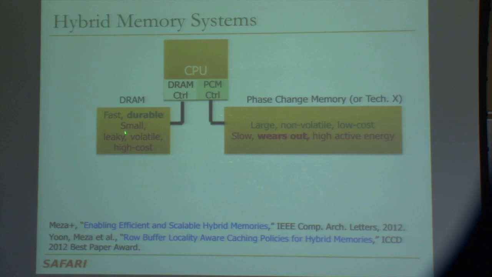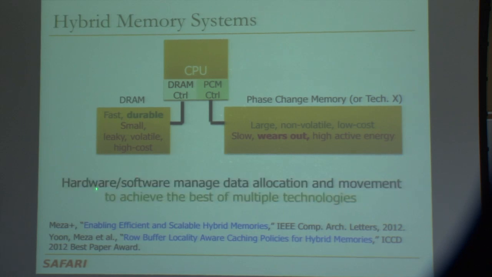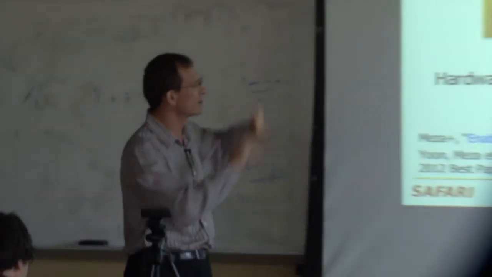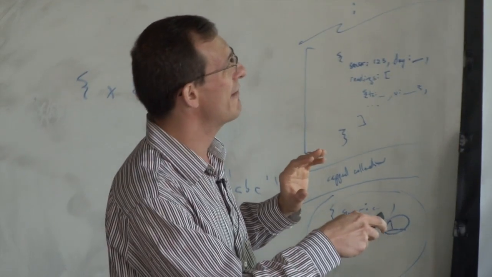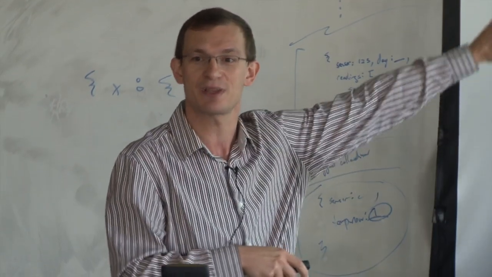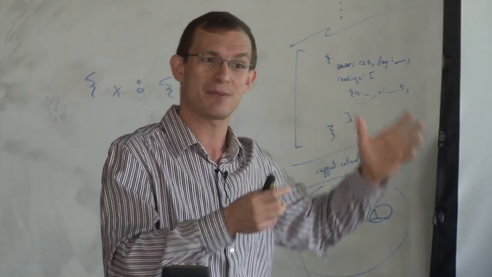So ideally, you'd like to design a hybrid memory system where the hardware and software manage data allocation and movement between these memories to achieve the best of these technologies, to keep the green parts and to avoid the red parts as much as possible, like the plague. Right. Okay, so that's the idea of hybrid memory systems. And it doesn't have to be just one or two technologies like this. You could imagine right now, maybe you have some reliable DRAM and some unreliable DRAM, from fast DRAM and slow DRAM, right? And actually, that may be happening too, right?